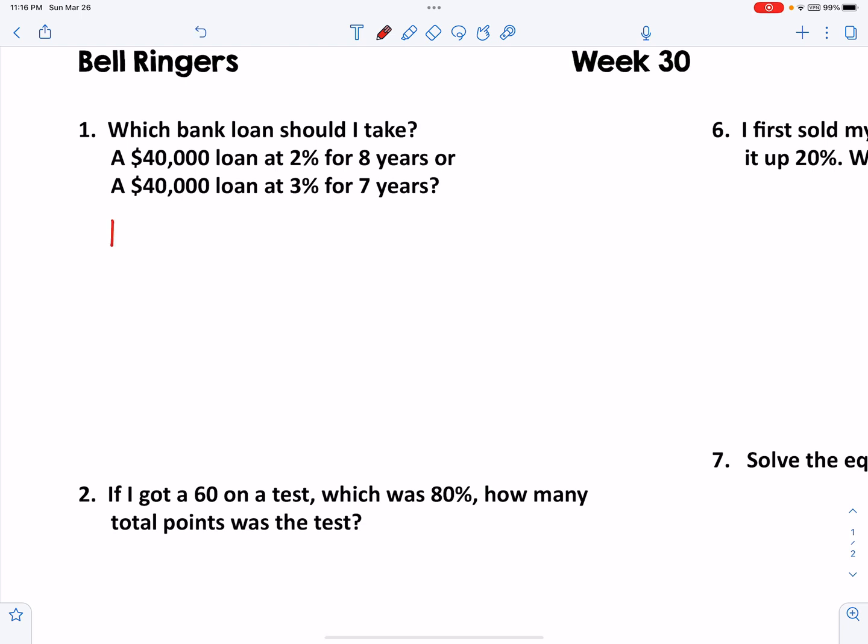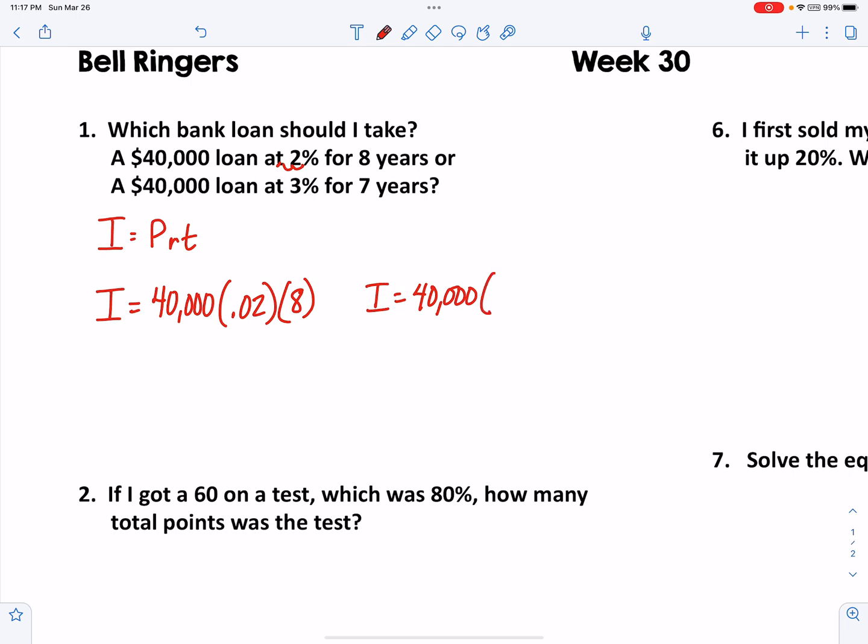I'm going to set up I equals capital P, lowercase r and t. My interest amount is unknown, and so my OG principal is 40,000 for both of these. The percentage rate is 2%, but I'm going to do 2 swoops to the left to turn it into a decimal. And it is in years, so we're good to do the 8 years. So that's bank number 1. Let's go ahead and set up bank number 2.